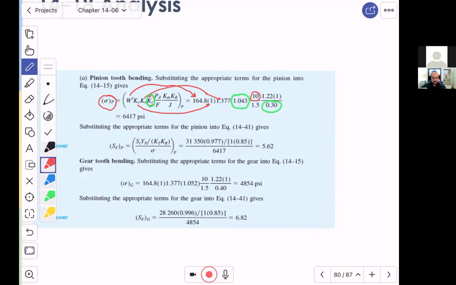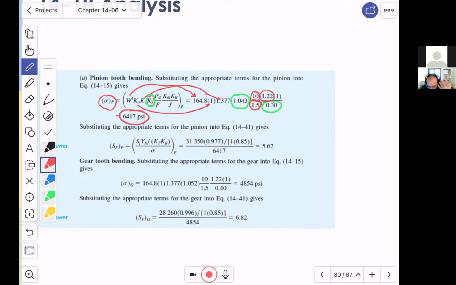The remaining factors are the same. This is the diametral pitch, 10. This is the face width. And 1.22 is KM. Whether the gear is crowned or not, these are mostly applicable to both. So here we got the sigma for the pinion.